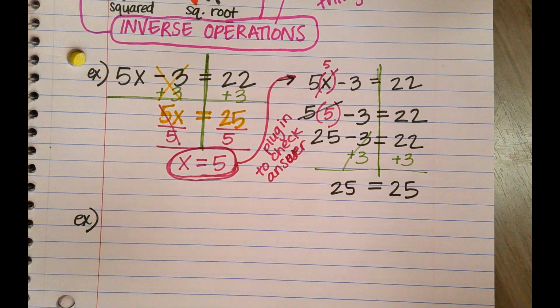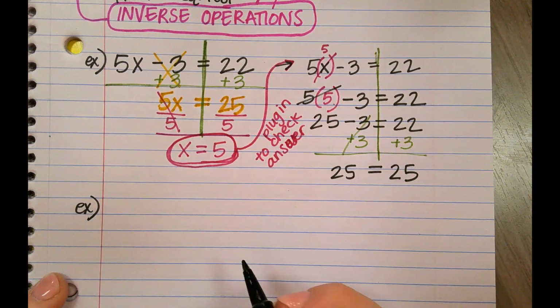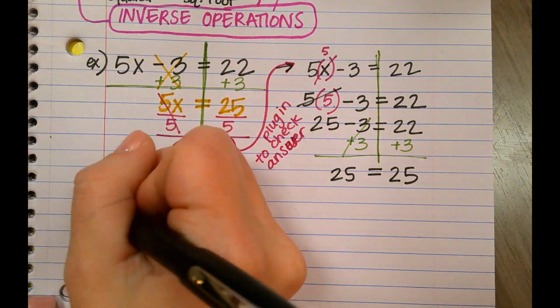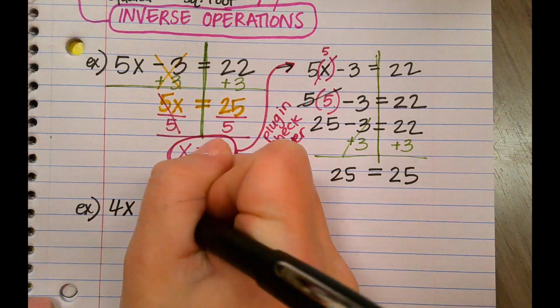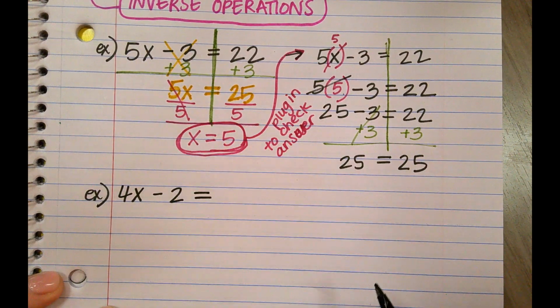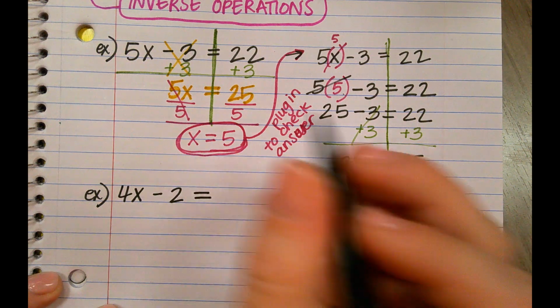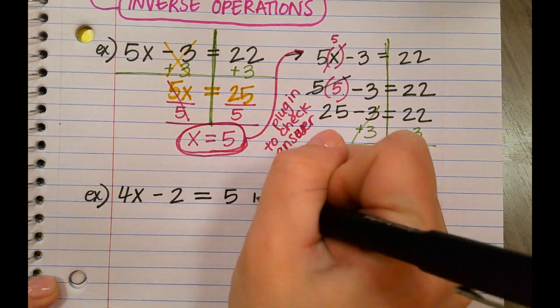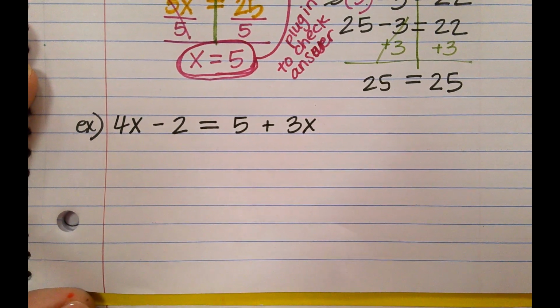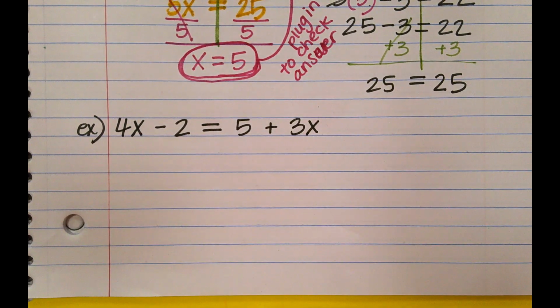That was just a not too bad of an equation, but let's talk about one that has variables on both sides of the equal sign. Uh-oh. 4x minus 2 equals, let's do 5 plus 3x. This one's a little bit mean, but we can do it. So I'll give you a second to copy that down.